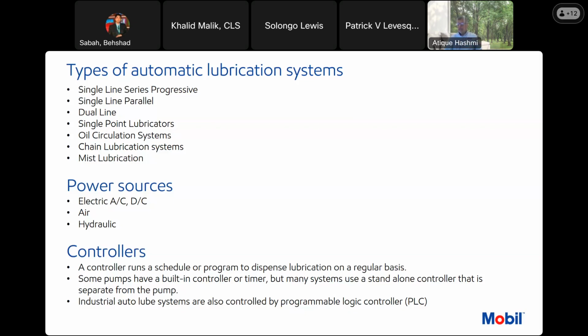And then the controllers. A controller runs a scheduler or program to dispense lubrication on a regular basis. Some pumps have a built-in controller or timers, but many systems use a standalone controller that's separate from the pump. We'll see that in the components of the auto lubrication system. Industrial auto lubrication systems are also controlled by PLC, and you can connect the PLC to the pump. So the PLC will dictate to the pump when to turn on and when to turn off. It will be programmable.